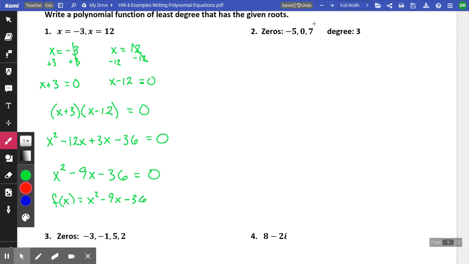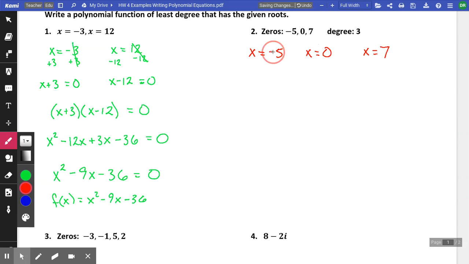In number 2, we have 3 solutions, and we're told that's all we're going to have. When it says degree 3 here, that means 3 solutions. That means the polynomial will say x cubed, x to the third. So let's set it up just like we did before. You have 3 solutions, and those are x values. So we'll put x equals for each of these. So x equals -5, x equals 0, and x equals 7.